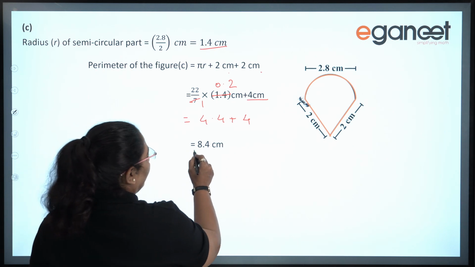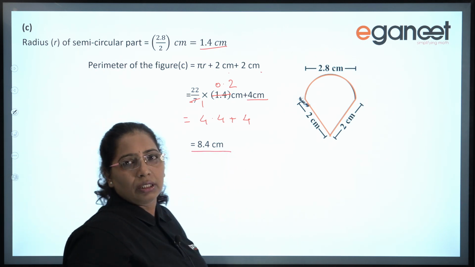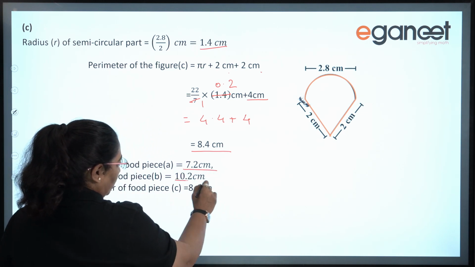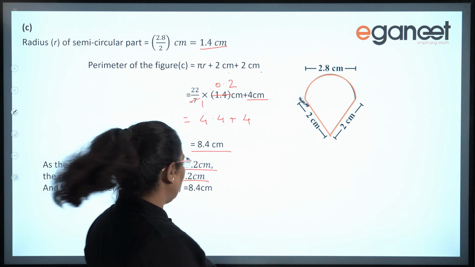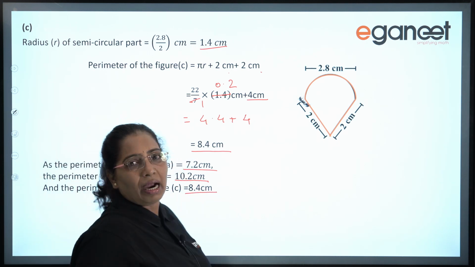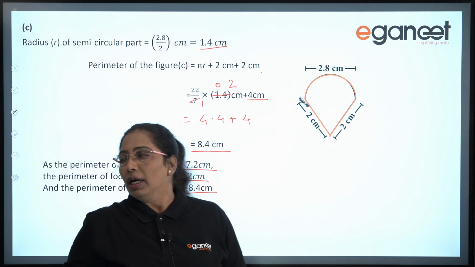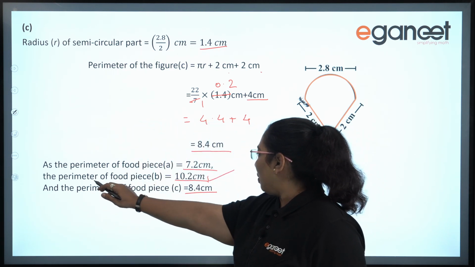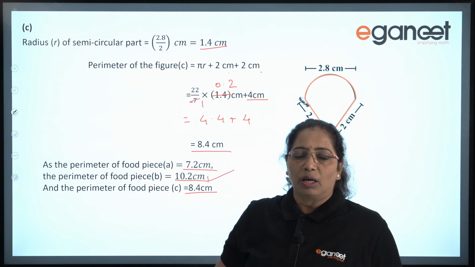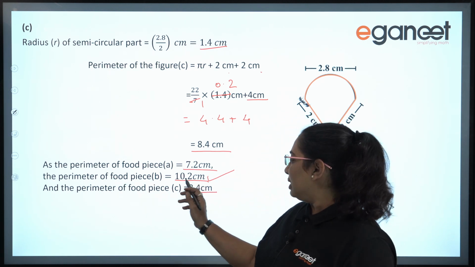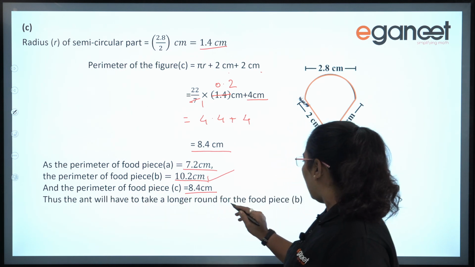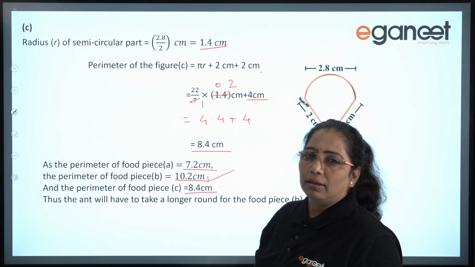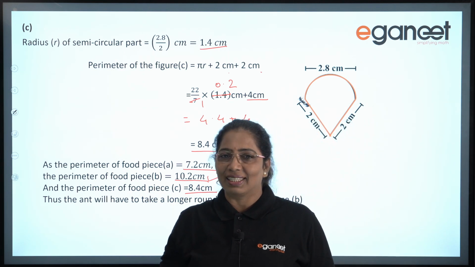Right? So we got the perimeter of the third part even. Just now we had seen that the perimeter of first part is 7.2, the perimeter of second part is 10.2, and the perimeter of the third part is 8.4. Clearly we can see that the perimeter of the food piece B is more. Okay, it means the ant took a longer round around this food piece B, and hence this is the answer. You got the answer easily.